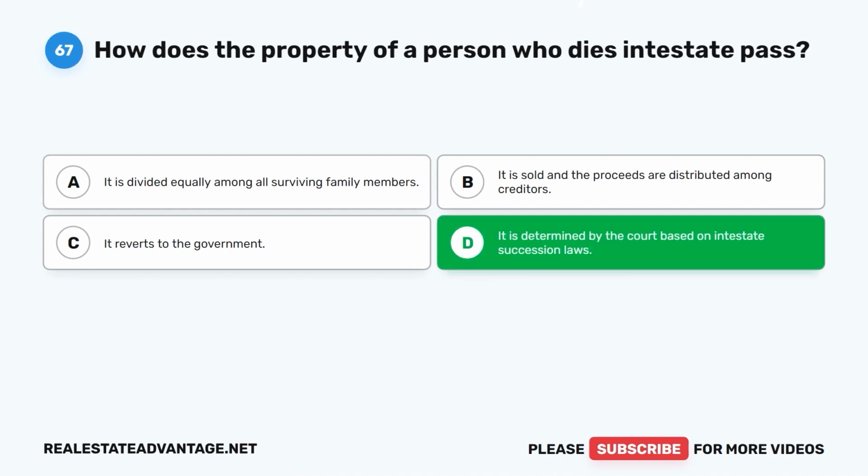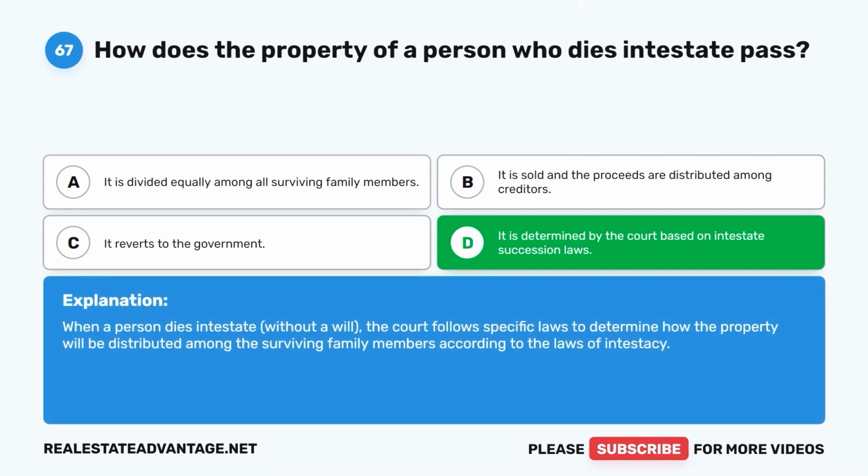The correct answer is D. It is determined by the court based on intestate succession laws. When a person dies intestate without a will, the court follows specific laws to determine how the property will be distributed among the surviving family members according to the laws of intestacy.